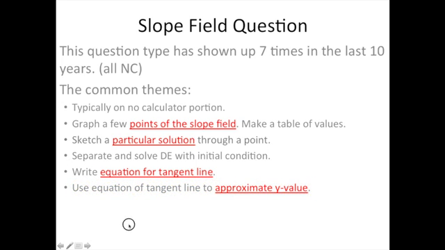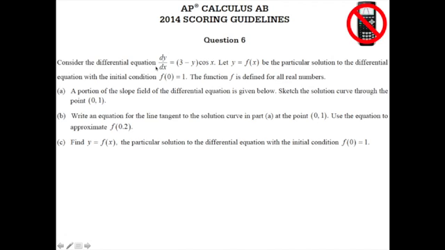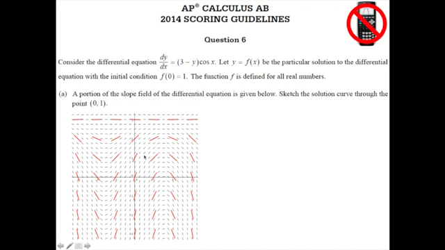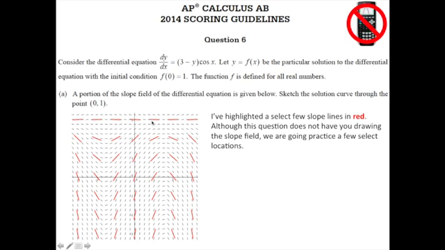So if we take a look at a specific question here, we have a differential equation, looks like that. And we have an initial condition, when x equals 0, y equals 1. So it looks like we're going to have you work with a slope field, write an equation to a tangent line, and use it to approximate, and then do an integration to find a particular solution. So in part A here, here's the portion of the slope field that they actually give you. They don't really have you make the slope field. What we're going to talk about here, I've highlighted a few locations in red just to get a big idea of what this slope field looks like.